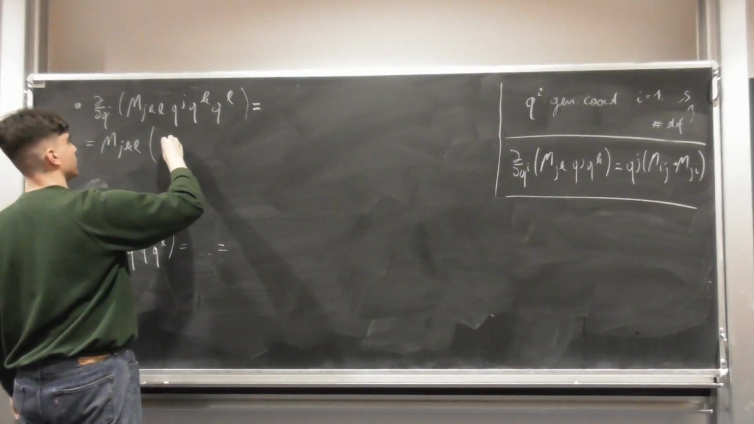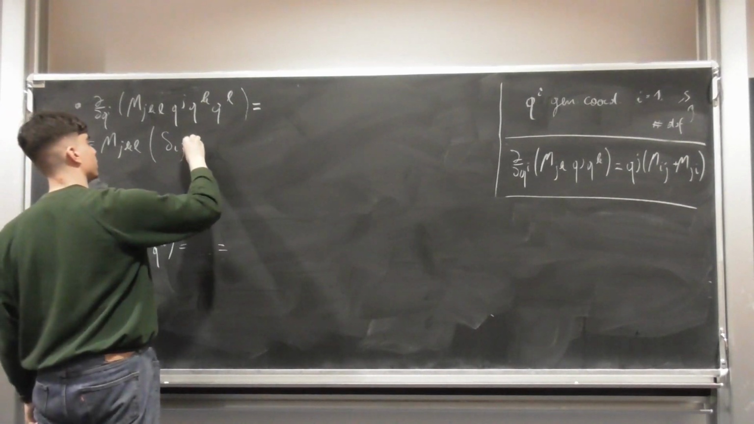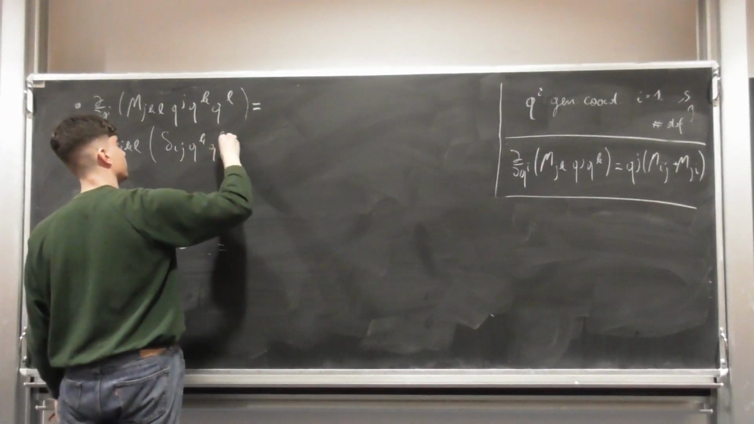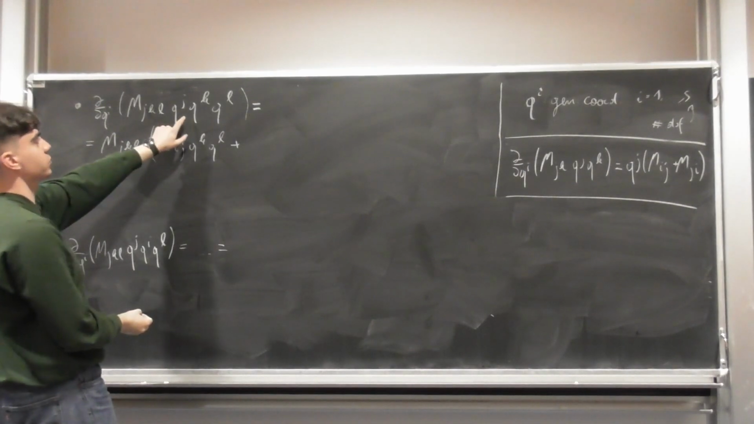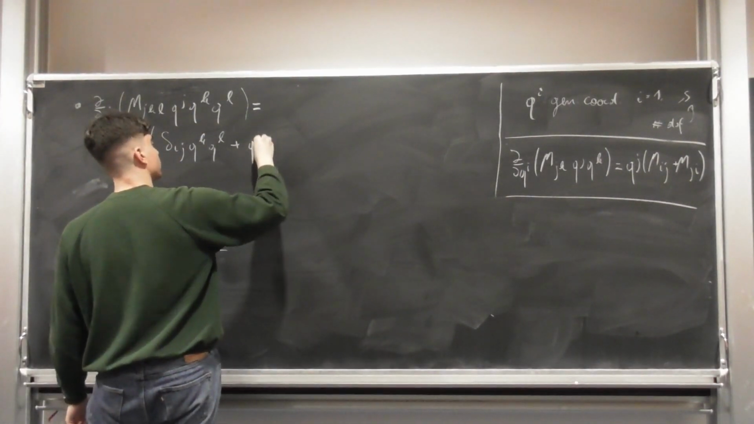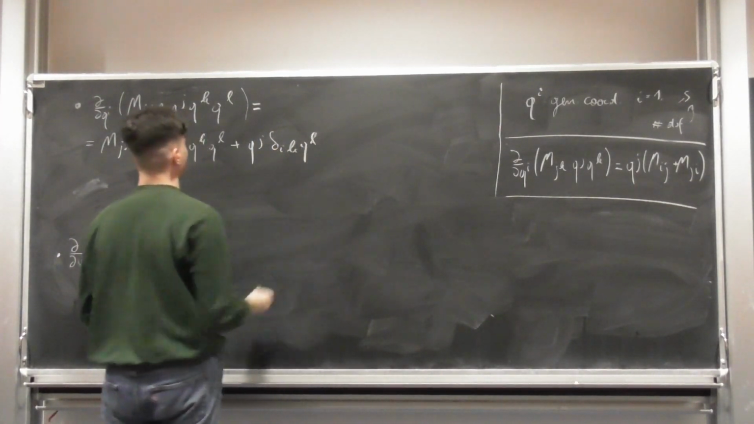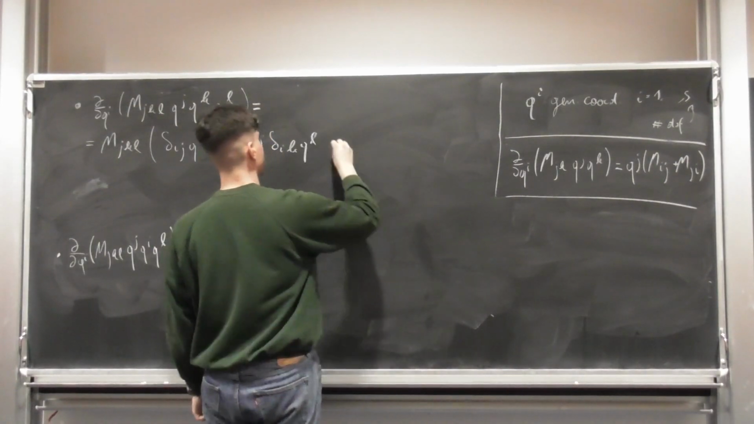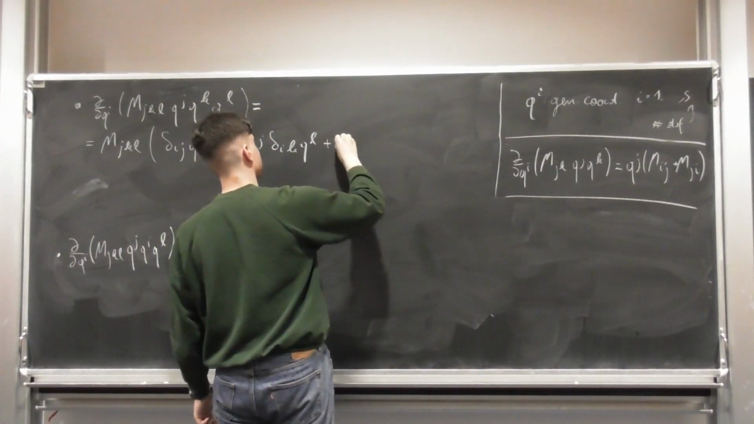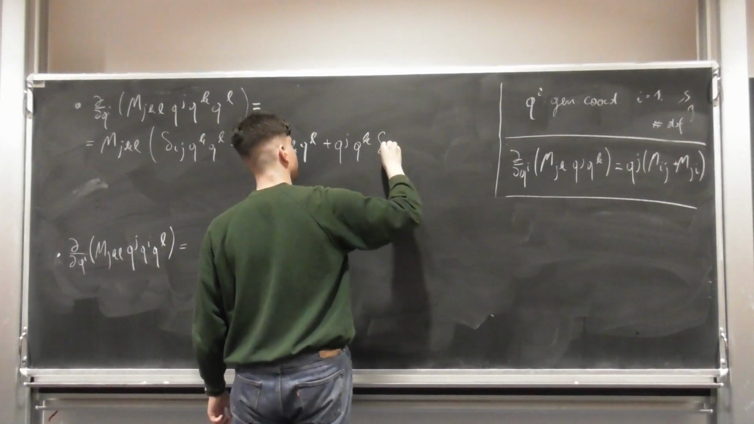Okay, so that gives us delta ij qk ql plus, now we're going to take the partial derivative of qk with respect to qi, which gives us qj times delta ik ql. And finally, we're only left with ql, and that'll give us qj qk delta il.